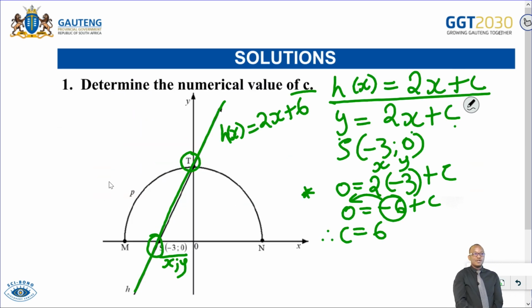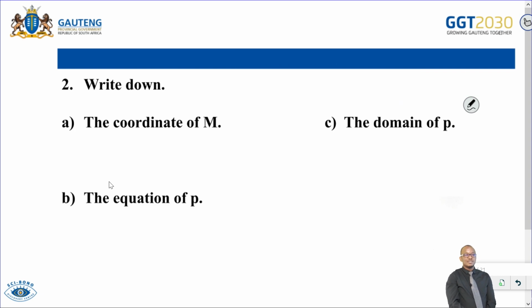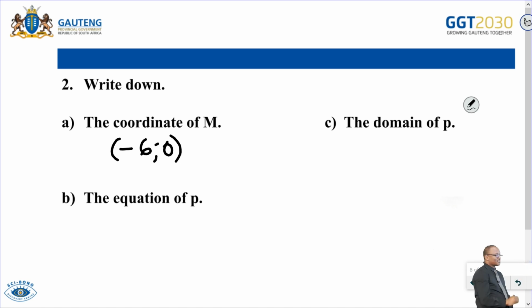So now, when we go and write down the coordinate of M, we're going to have negative 6 and 0. So you see, there is a lot of interpretation that is happening for you to get into the answer. Now, we have the coordinate of M, which is negative 6 and 0. And now we have to determine or write down the equation of p.